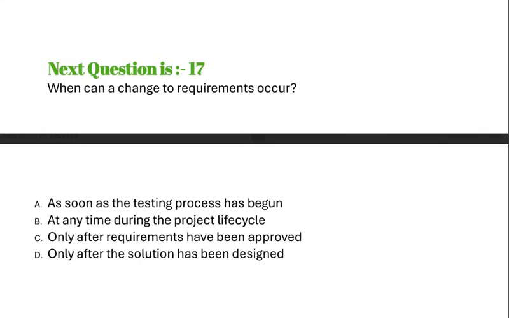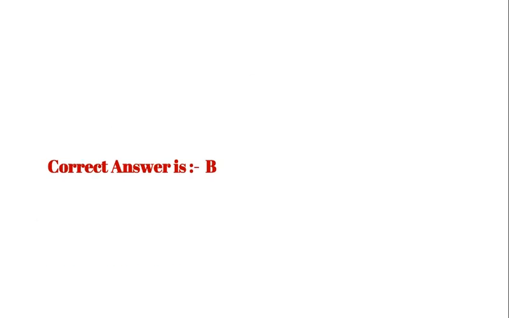Question is, when can a change to requirements occur? Option A. As soon as the testing process has begun. Option B. At any time during the project life cycle. Option C. Only after requirements have been approved. Option D. Only after the solution has been designed. Correct answer is option B.